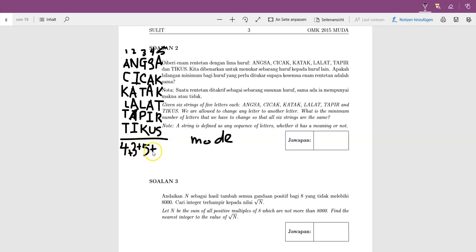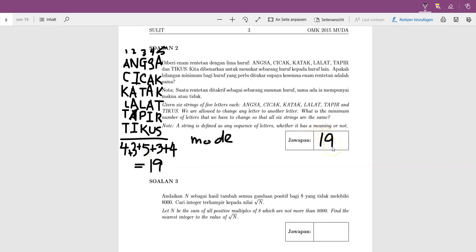Then in column 4, we have A again, which appears the most. And then so we need to change another 3 letters. And in column 5, we have KK. So we need to change another 4 letters. So we get 4 plus 3 plus 5 plus 3 plus 4. The answer would be 90 over here.